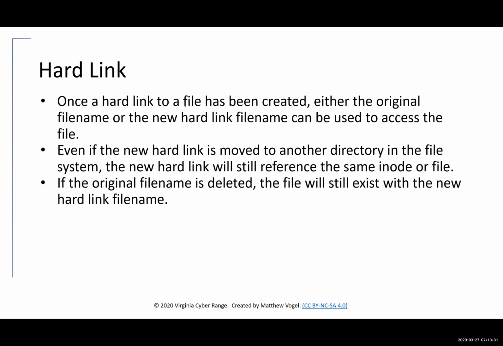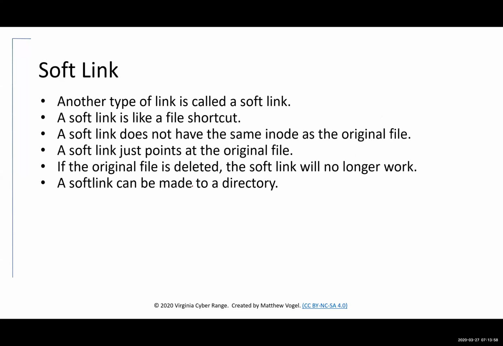Once a hard link to a file has been created, either the original file name or the new hard link file name can be used to access the file, right? Because they're just this association between file names and inode numbers. Even if the new hard link is moved to another directory in the file system, it will still reference the same inode or file. That should be pretty intuitive. And if the original file name is deleted, the file will still exist with the new hard link file name. I just showed that. So these are some more facts about hard links.